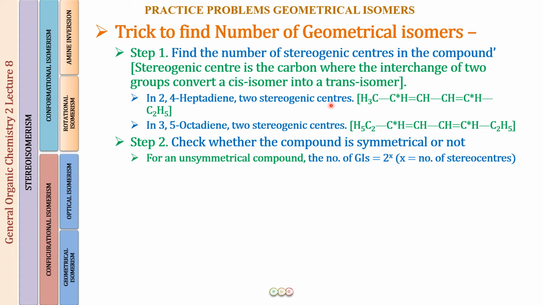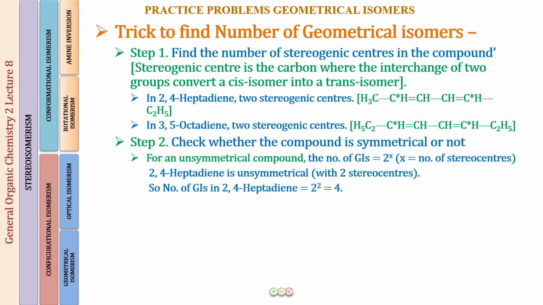For example, if you look at 2,4-heptadiene, right? This is an unsymmetrical compound. We start with the double bonded position number 2 from this end, and from this end it is going to be double bonded position number 3. So this is an unsymmetrical molecule. If you divide it from the center, you are going to see different halves. They are not going to be the same. So 2,4-heptadiene is unsymmetrical and the value of x is going to be 2 because this has two stereocenters. So 2 to the power 2 is going to give you 4 stereoisomers.